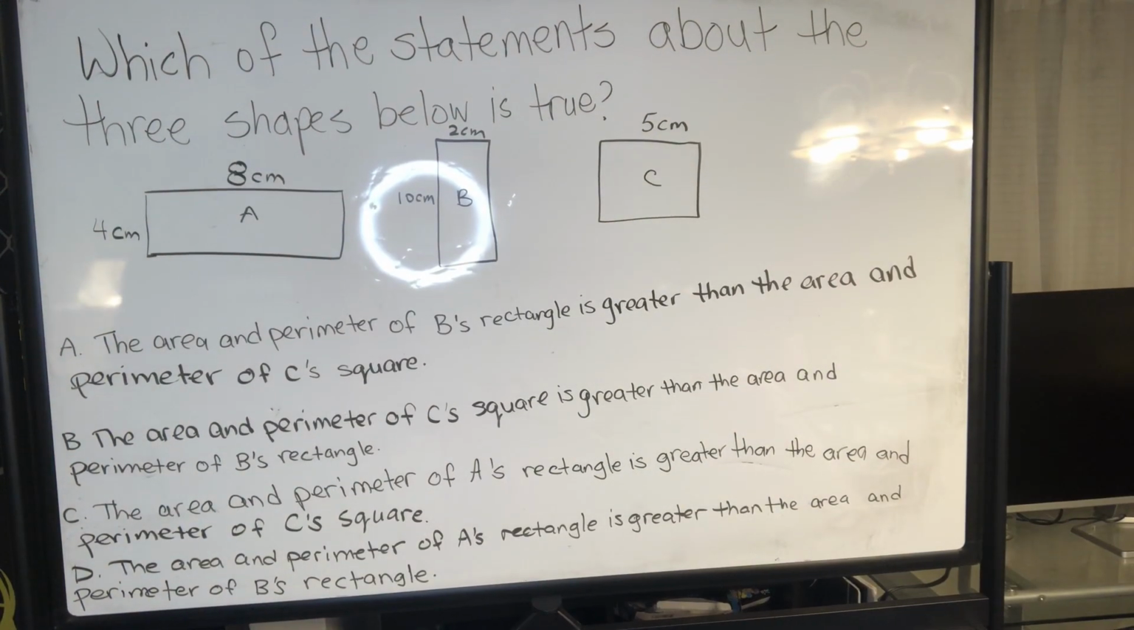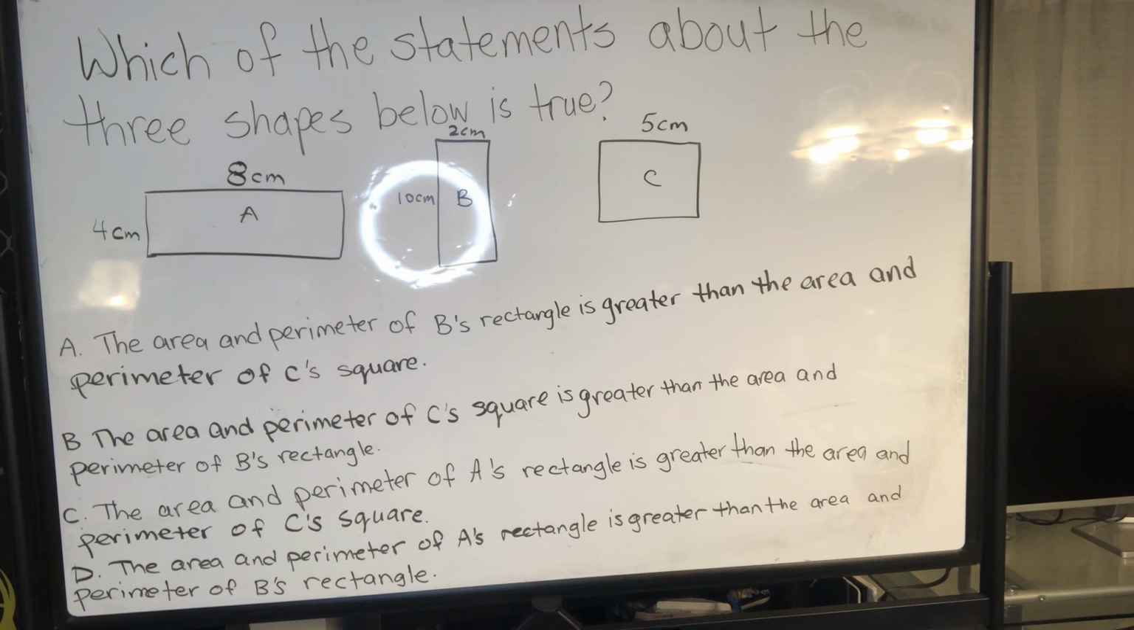Which of the statements about the three shapes below is true? We have shape A, 8 centimeters, 4 centimeters. We have shape B, 10 centimeters, 2 centimeters. And we have shape C, which is a square, so all sides are equal, 5 centimeters.